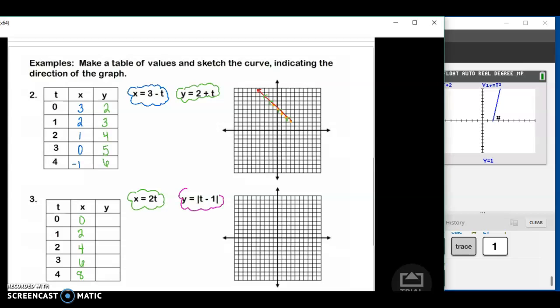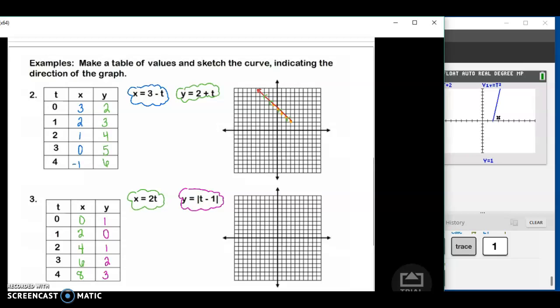And then y is the absolute value of t minus 1, so make sure you make your answer positive. So 0 minus 1 is negative 1, but if we make it positive, that'll be positive 1. 1 minus 1 is 0. Sorry, 2 minus 1 is 1. 3 minus 1 is 2. 4 minus 1 is 3.